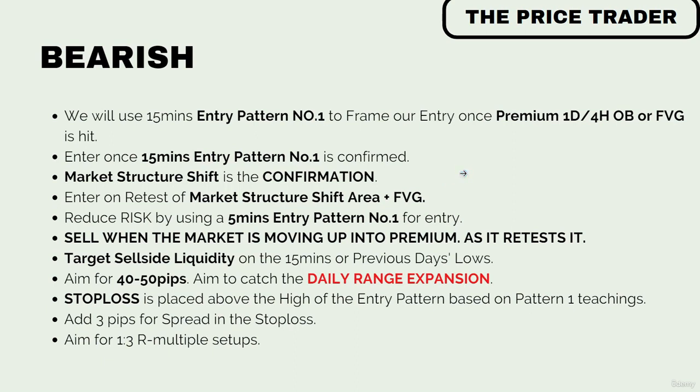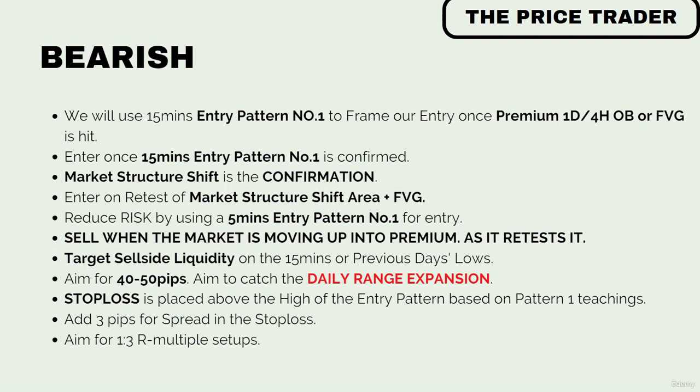Then you can also reduce your risk by using a 5 minutes entry pattern number 1 for entry. So sometimes that pattern will form in 5 minutes. You can use that to reduce your risk even further. So what you want to do, because you're selling, sell when the market is moving up into premium as it retests that fair value gap or market structure shift. So you'll have that price range that created the market structure shift. So that range is what you can use now, as we outlined in terms of premium and discount. That range, you can measure that range and determine the discount area below 50% of the fib levels.